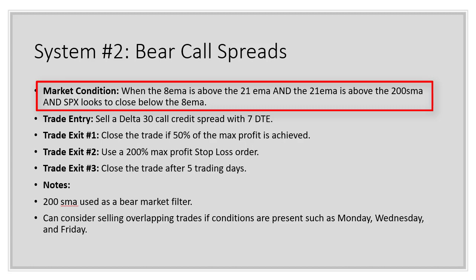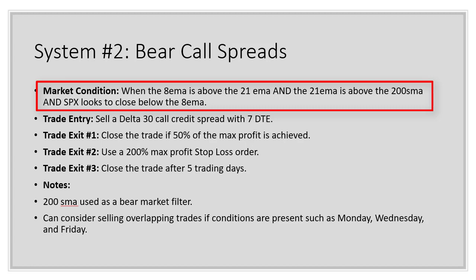So the condition is when the 8 is above the 21, so we're still in a bullish mode, and the 21 is above the 200, and this is where we're going to bring in that 200 moving average. We want to make sure that the shorter term action, the 21, is still above the 200. And the third condition: SPX is going to close below the 8 EMA. So before, when the market's closing above the 8 EMA, we're selling bull put spreads. But now, as the market starts to pull back or turn lower, we're going to be selling bear call spreads for this condition.